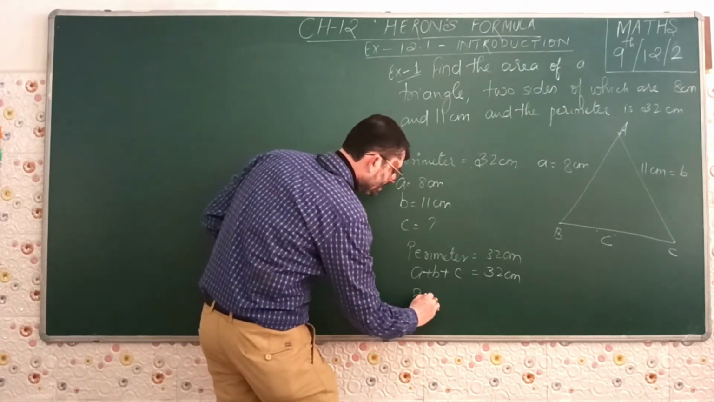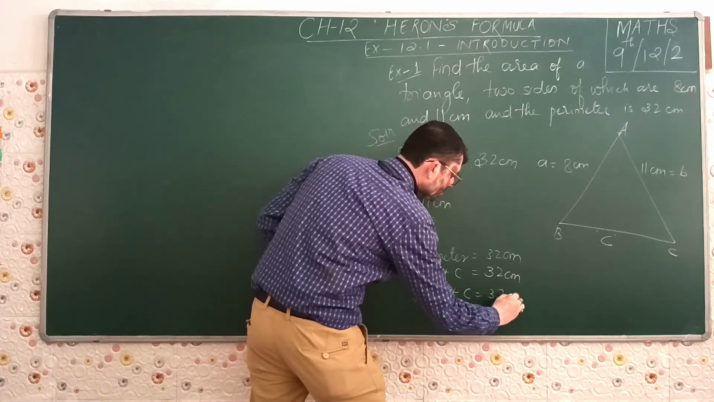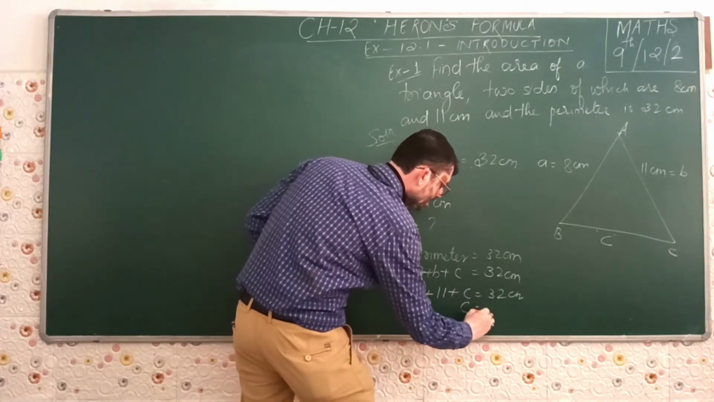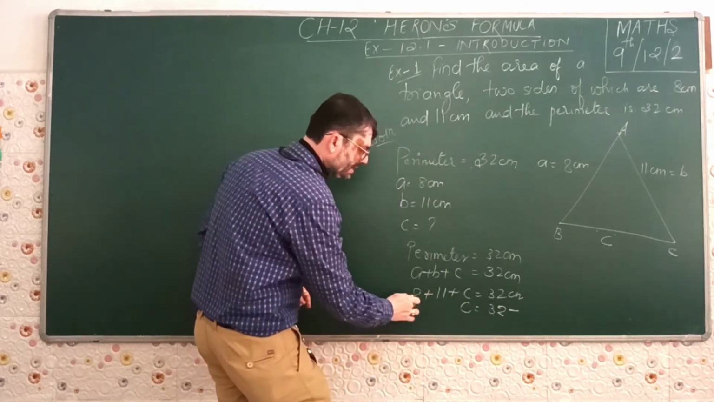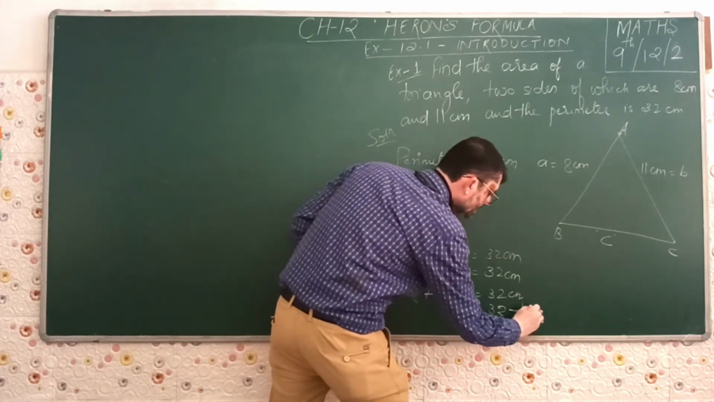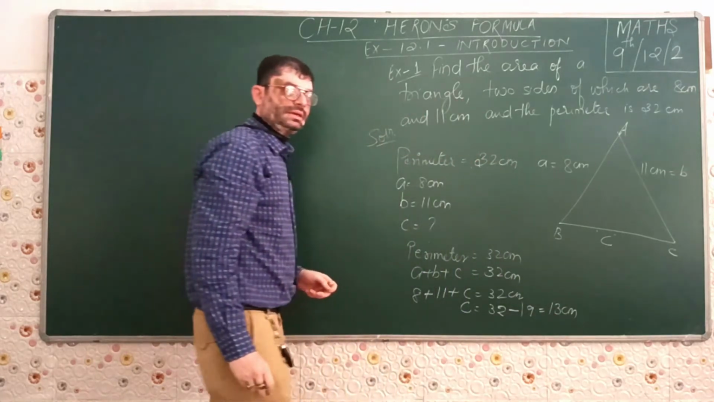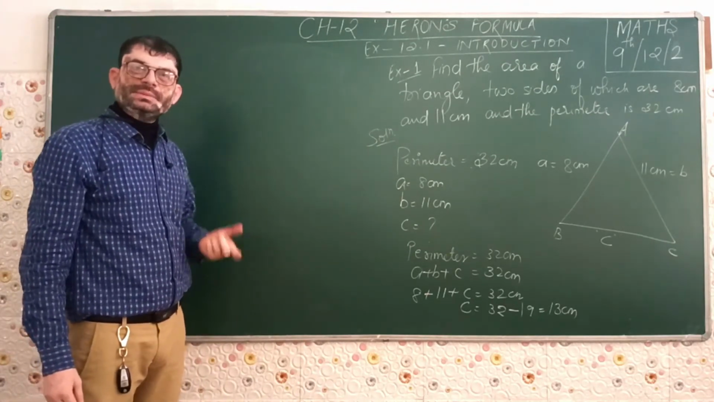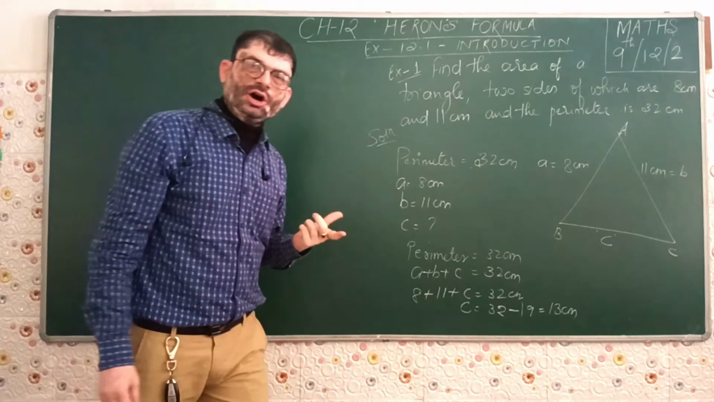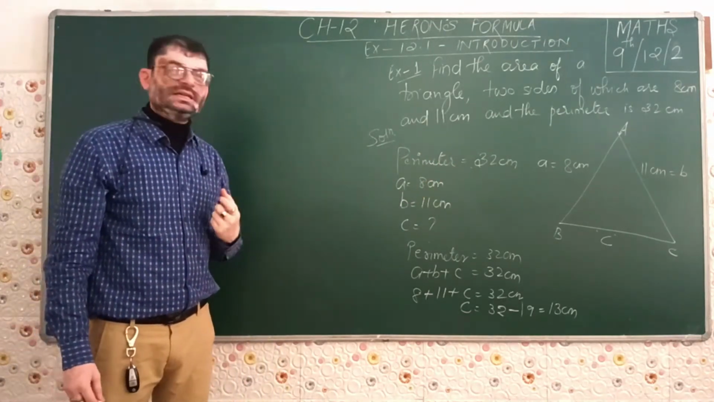So this is 8 plus 11 plus C is equal to 32 centimeters. So C is equal to 32 minus 11 plus 8, that is 19. When it moves to the other side, it is minus, and this is equal to 13 centimeters. So now we have got C equal to 13 centimeters. The third side BC of the triangle ABC that we had taken is 13 centimeters.